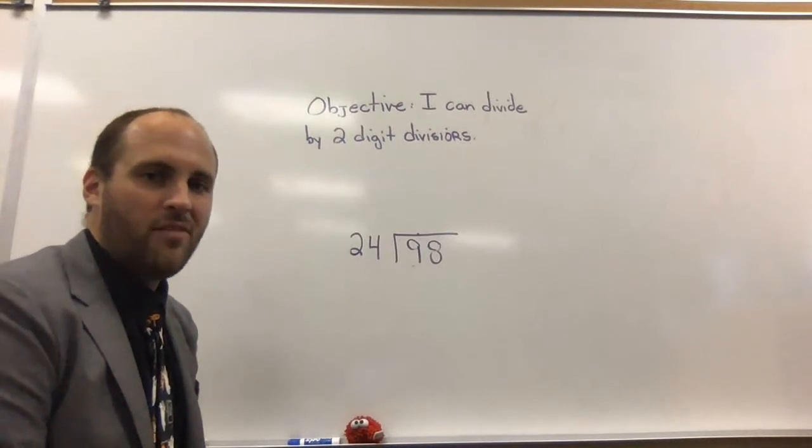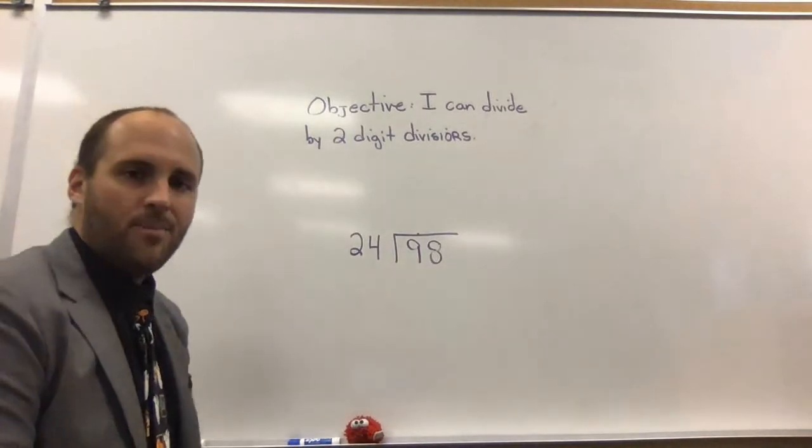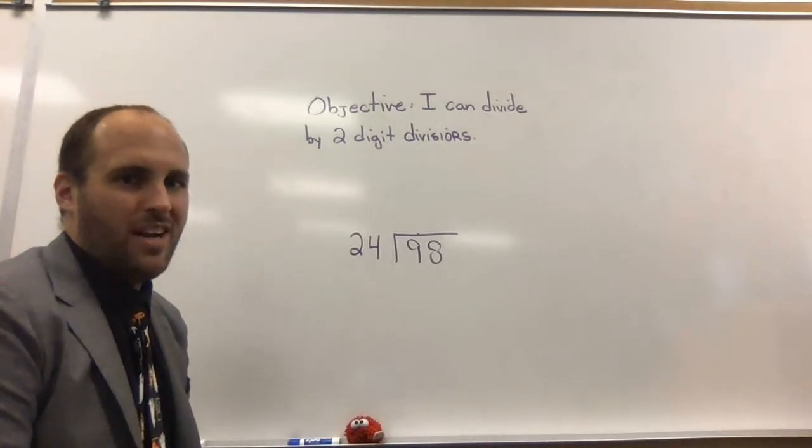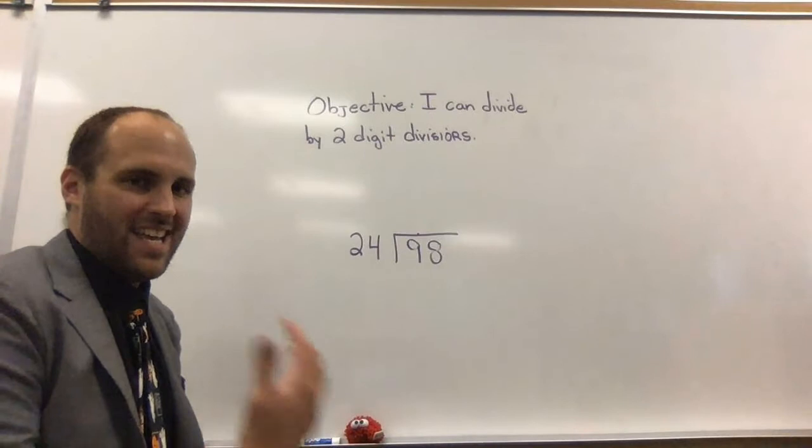So our goal is to try to divide by two-digit divisors. Now, basic facts really help you out with one digit. But with two digits, you're going to have to do a lot more estimating and guess and checking.